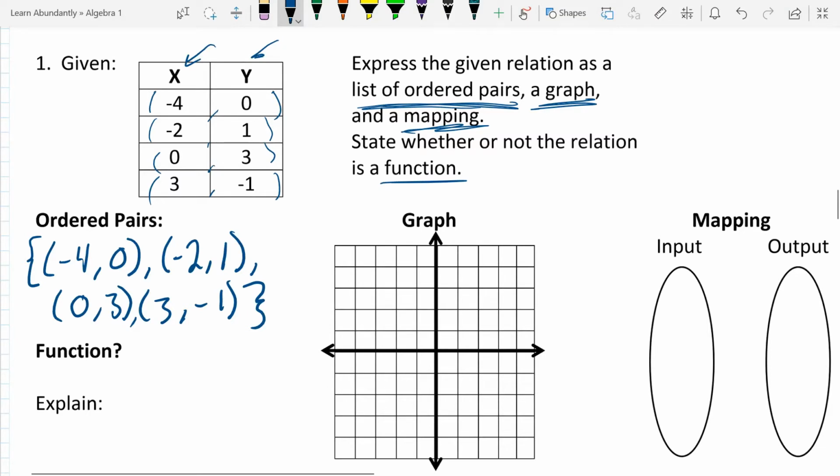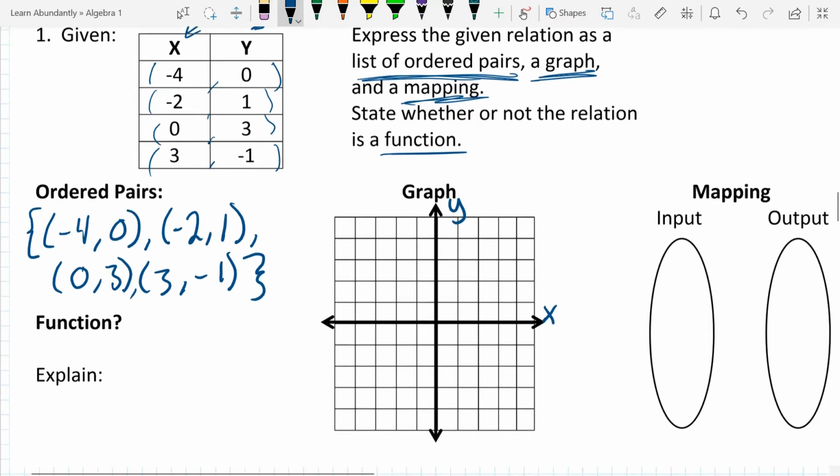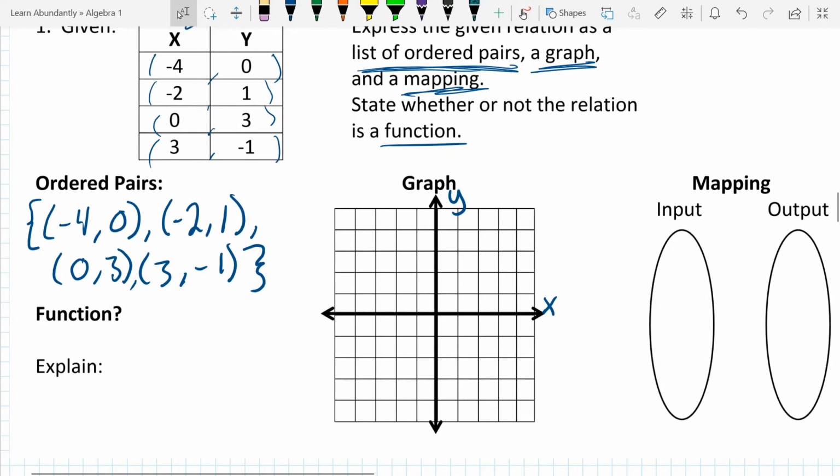The next thing I'm going to do is graph those points. I'm going to start with my x. So my left and right is my x-axis. My y is my vertical axis. So if I go ahead and plot those, I start at -4, and then I go up to 0, so I don't go up at all. That's my first point. Then I do -2, and I go up 1. And then I try 0, and then I go up 3. And then I do 3, and this time I'm going down to -1. So I have my 4 points on my graph.